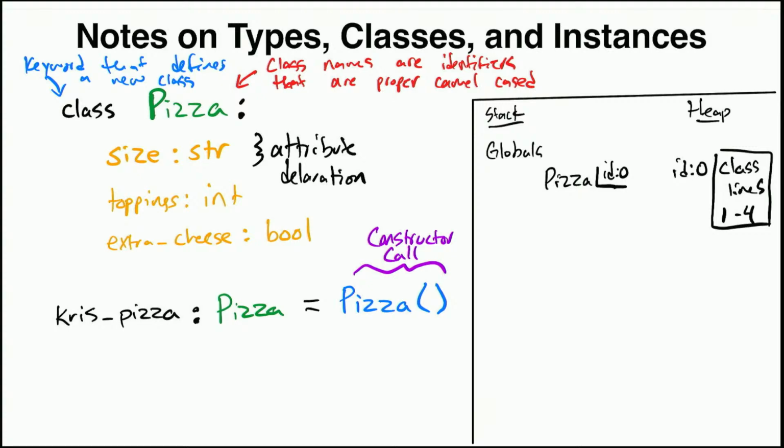If you call a function that's associated with a class, a special process kicks off. And what happens is, behind the scenes, Python is going to set up a new object on the heap. So ID 1. Its type will be whatever the type is that we just called. So the type here of this class on lines 1 through 4 is Pizza. And then it's going to set up its attributes associated with this. So size, toppings, and extra cheese.